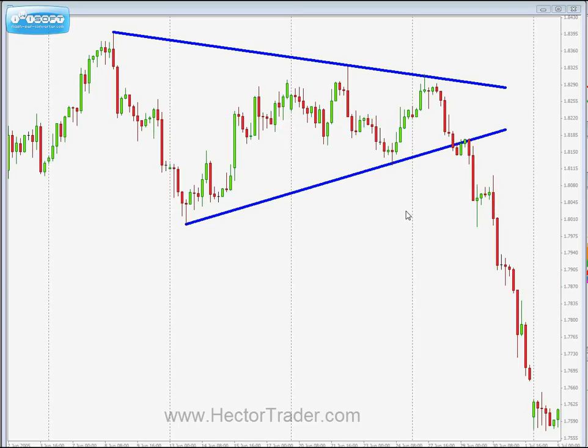All right, the way I personally trade triangles is the conservative way. There are two ways of possibly trading a triangle, or actually any type of breakout. I'm going to show you both ways, and well, you can decide whichever you think suits your trading personality better. All right. First of all, let me show you the aggressive way.